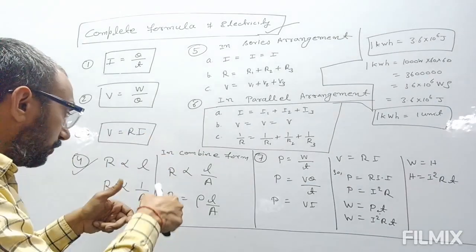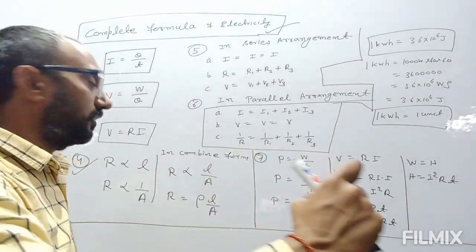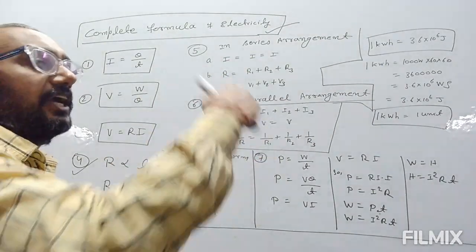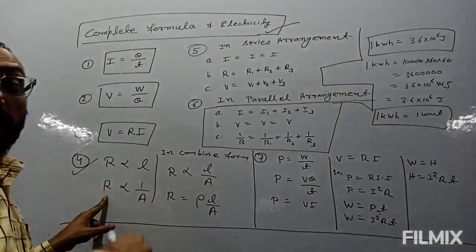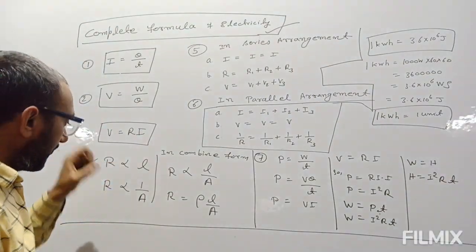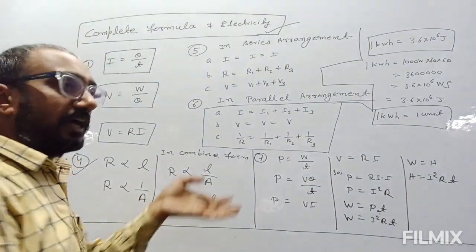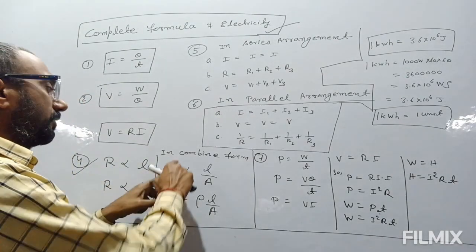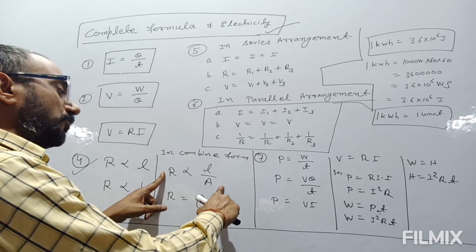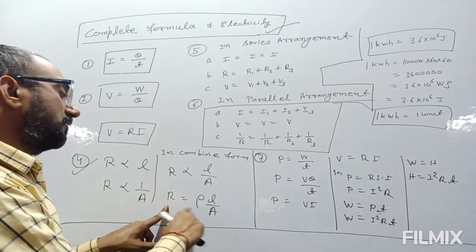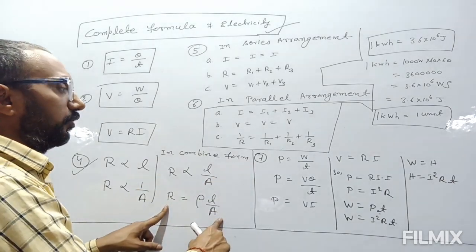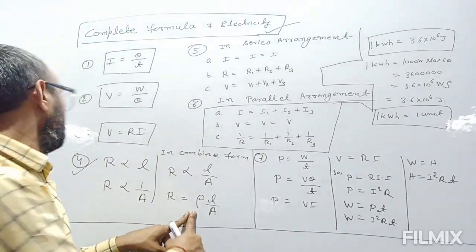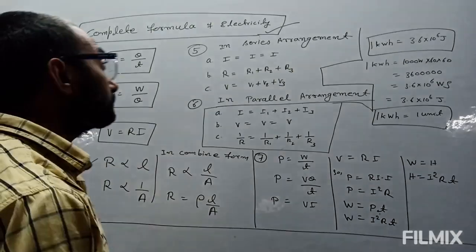Resistance is inversely proportional to the cross section area of the conductor. Means as the cross section area increases, resistance will decrease, and as cross section area decreases, resistance will increase. In combined form, resistance is directly proportional to L upon A. Resistance equal to rho L upon A, where rho is a constant known as resistivity. So it is the fourth formula.